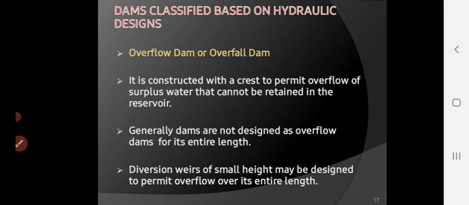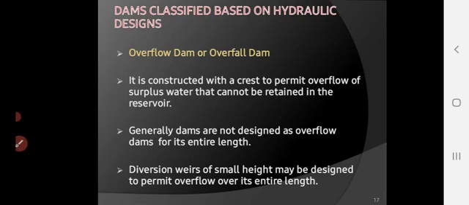For hydraulic design purposes, dams are of two types: overflow or overfall dam and non-overflow dam. As the name says, overflow dam is constructed with a crest to permit overflow of surplus water. So if the height of the dam is low, and if a flood occurs, then the flood water may flow over the crest of the dam and then flow downstream.